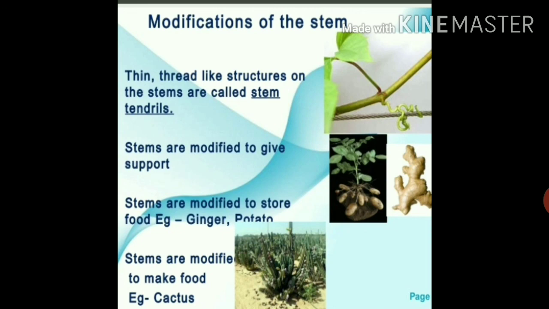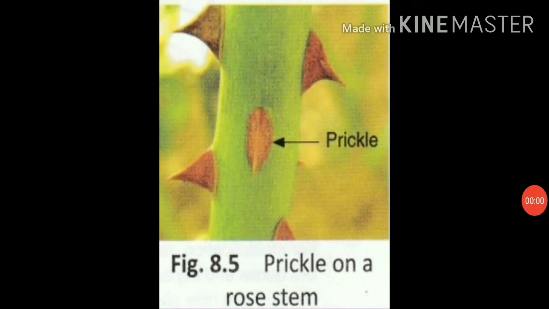Students, you must have seen that the rose plant has thorns in its stem. Now it is one kind of special modification of stem to protect the plant from grazing. So I hope you understand the modification of stem. So students, just see the clear picture of prickle on a rose stem. So this is one kind of modification of stem to protect the plant from grazing.